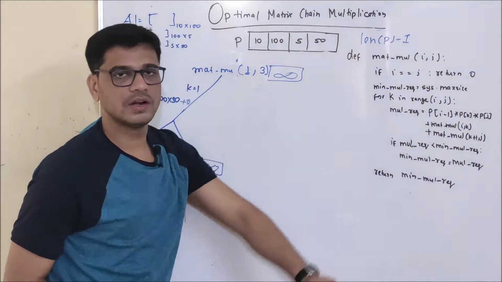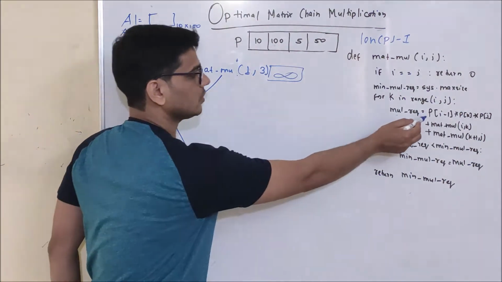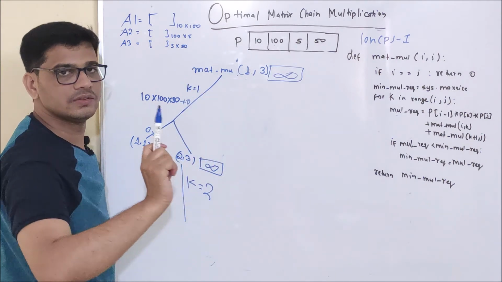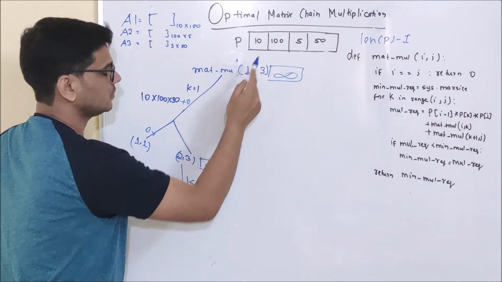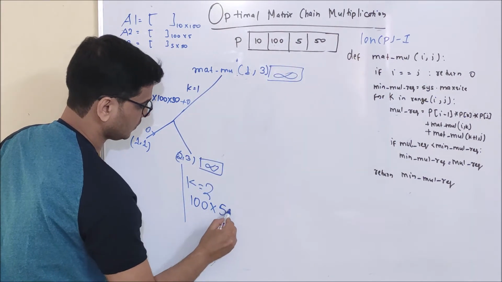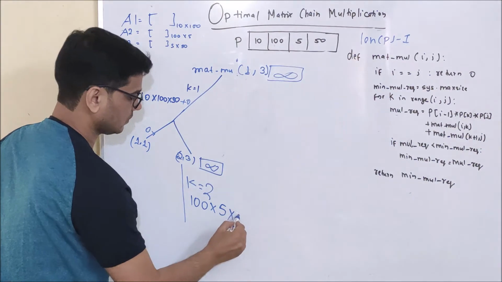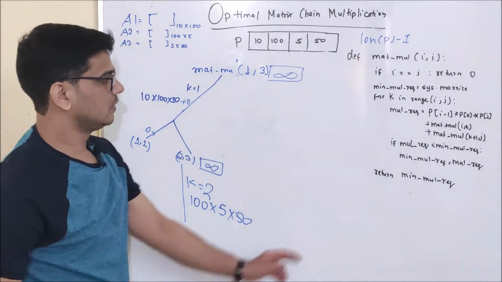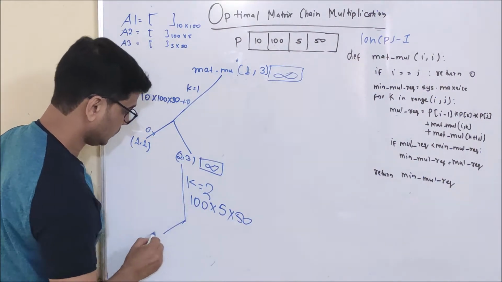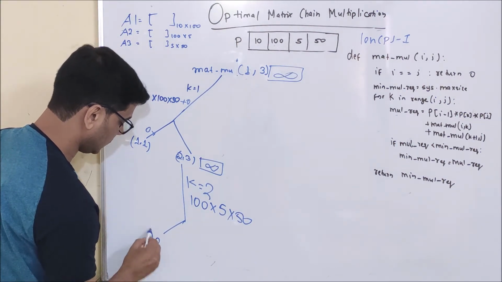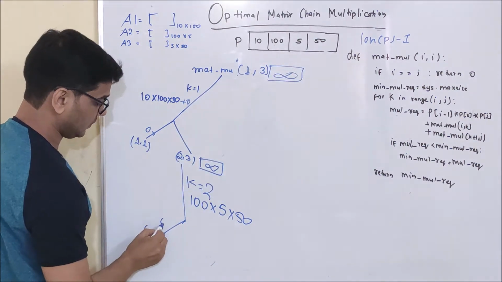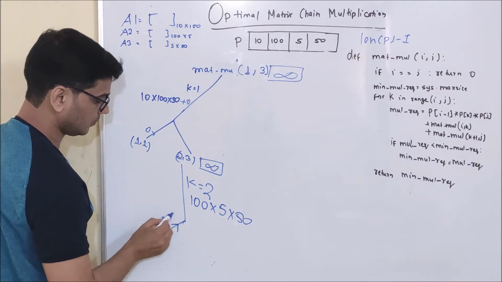Then multiplication required will be calculated. So first of all, this particular thing, P i minus 1. That is, i is 2, i minus 1 is 1, so this 100, into Pk, P2, so 5, into Pj, P3, 50. Then this call and this function call. So first this function call will be made. So here 2, 2 will be called, and when 2, 2 goes for its execution, this condition will be true. It will return 0 from here.